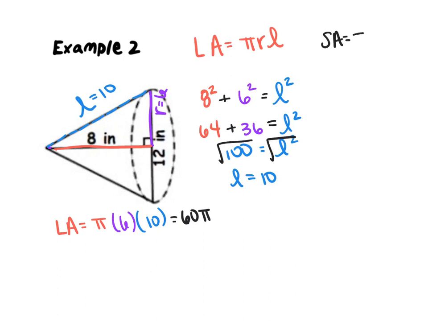of a cone is pi times r times (L plus r). So when we do this, we know all of these values. So we'll say the surface area is equal to pi times r, so pi times 6, times L, which is 10, plus 6.